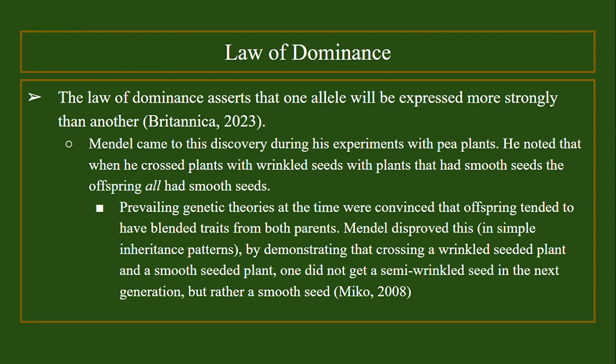The prevailing genetic theory at the time held that offspring tended to have blended traits from both parents, which is the case in some traits, but not this one. Mendel disproved this particular theory, in simple inheritance patterns of course, by demonstrating that when the wrinkled seed was crossed with the smooth seed, one did not get a semi-wrinkled seed in the next generation, but rather a smooth seed, which went against what people assumed would happen.